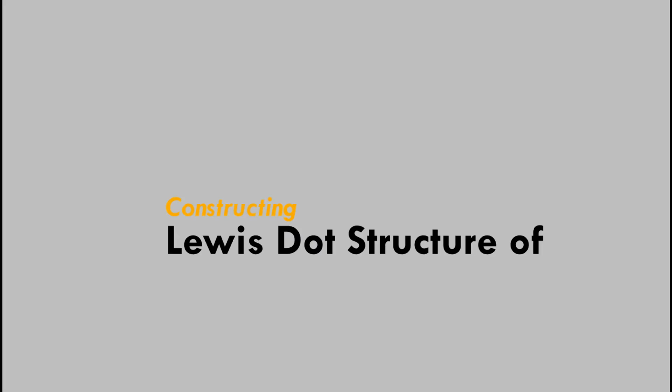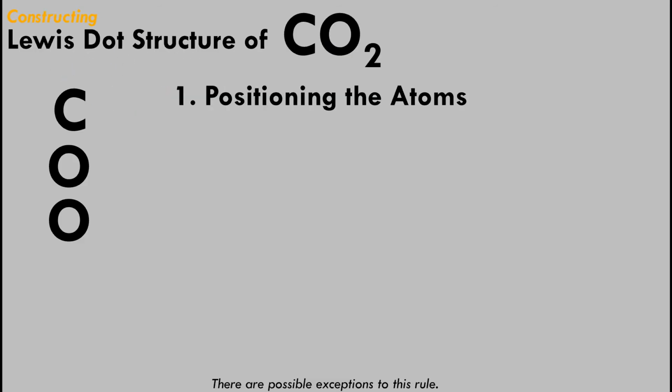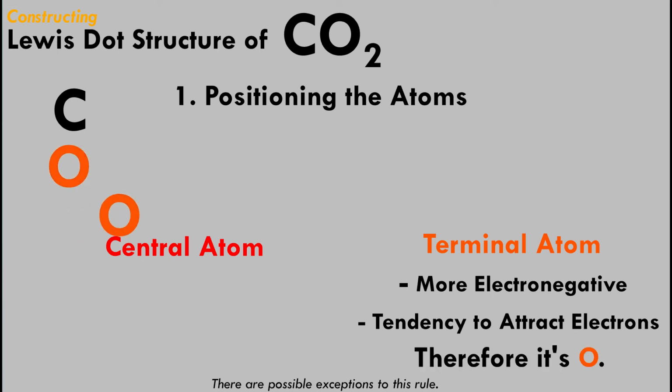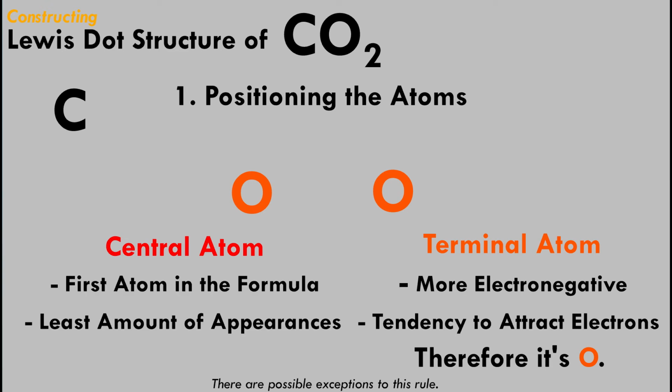We construct it by firstly finding the positions of the atoms, categorized as the central and the terminal atom. Atoms that are generally more electronegative, or have a tendency to attract more electrons, will be placed on the outer space as the terminal atom. While the first atom in the formula, or the one that has the least amount of appearances, is placed in the center of them. Hence the name central atom.